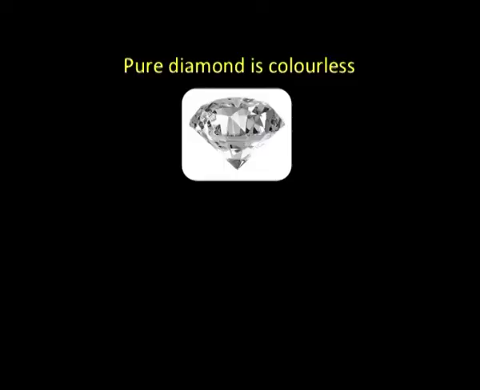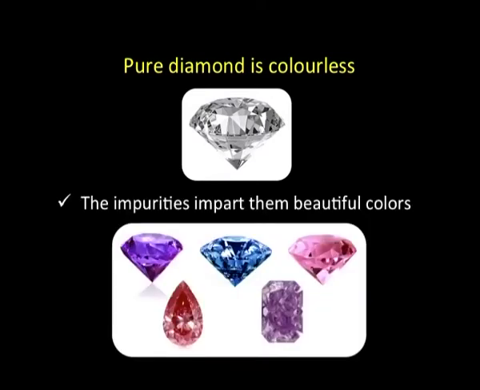Continuing to our crystalline solids, we find that a pure diamond is colorless, but the impurities in diamonds are the ones which impart them beautiful colors. So, we find that these imperfections or impurities are actually very useful and very important.